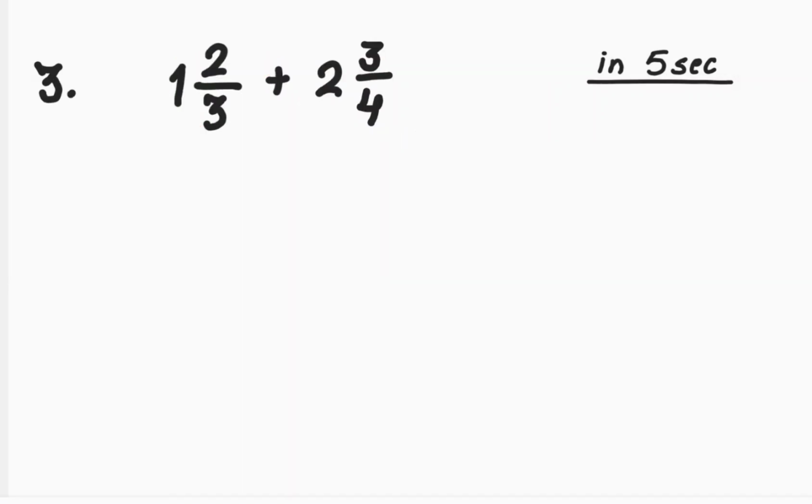Let's wrap this video with this question, which is slightly different. We'll follow the same method, multiply 3 and 4, 12. 2 into 4, 3 into 3. We get 17, and 1 plus 2, that is 3.